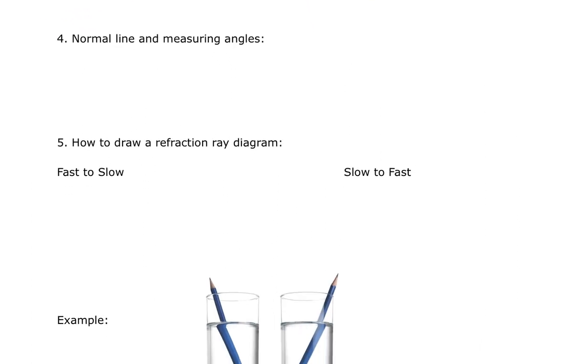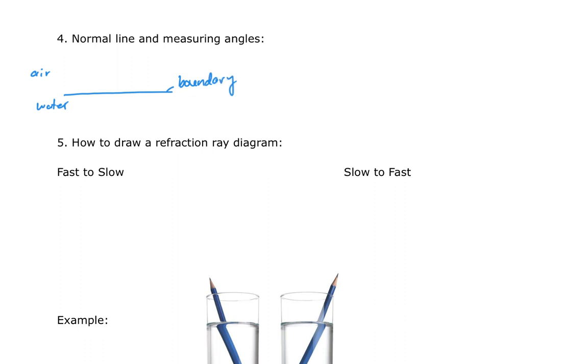So the first thing we're going to do is go ahead and draw a boundary line. And you guys on Notability are going to be able to do this a little better than I. But there's my boundary line. So down here, I might have, say, water. And up here, I might have air. And this is the boundary between the two.